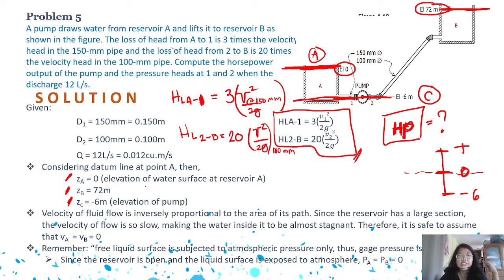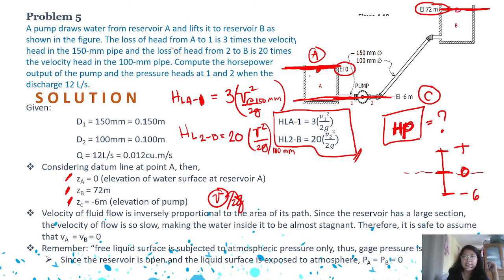So, 72, 0, and 6. It's in the figure. Then, the velocity of fluid flow is inversely proportional to the area of its path, so that is V squared over 2g. Since the reservoir has a large section, the velocity of flow is so slow, making the water inside almost stagnant. Therefore, it is safe to assume that the velocity at point A and point B is 0.